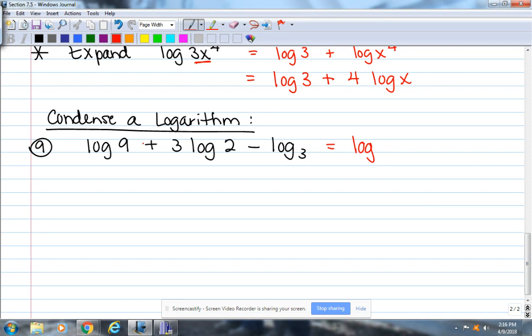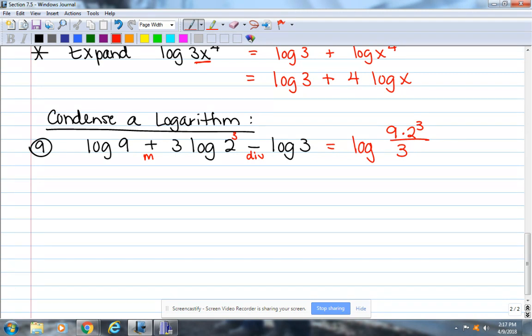This plus means I'm going to multiply. The subtraction means I'm going to divide. And this 3 is going to be 2 to the 3rd power. So it's going to be 9 times 2 to the 3rd power divided by 3. If we see a plus, they're multiplied. A number in front means it's the exponent. Subtracting, we divide.